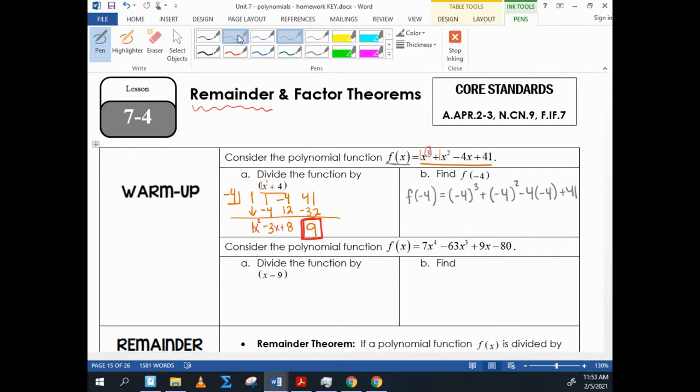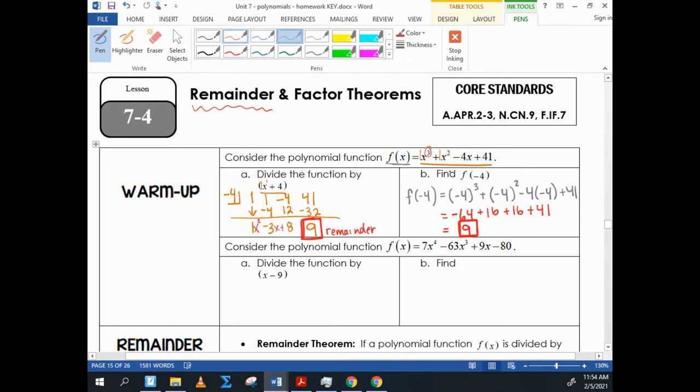You could grab a calculator. It's going to be quicker if you grab a calculator, or we could just do this by hand. Negative 4 times negative 4 times negative 4 is negative 64. Negative 4 squared is 16. Negative 4 times negative 4 is also 16. Then plus 41. So that goes to negative 32. Negative 32 plus 41. This is going to equal 9. Oh, look at that. It is the same value as our remainder over here.